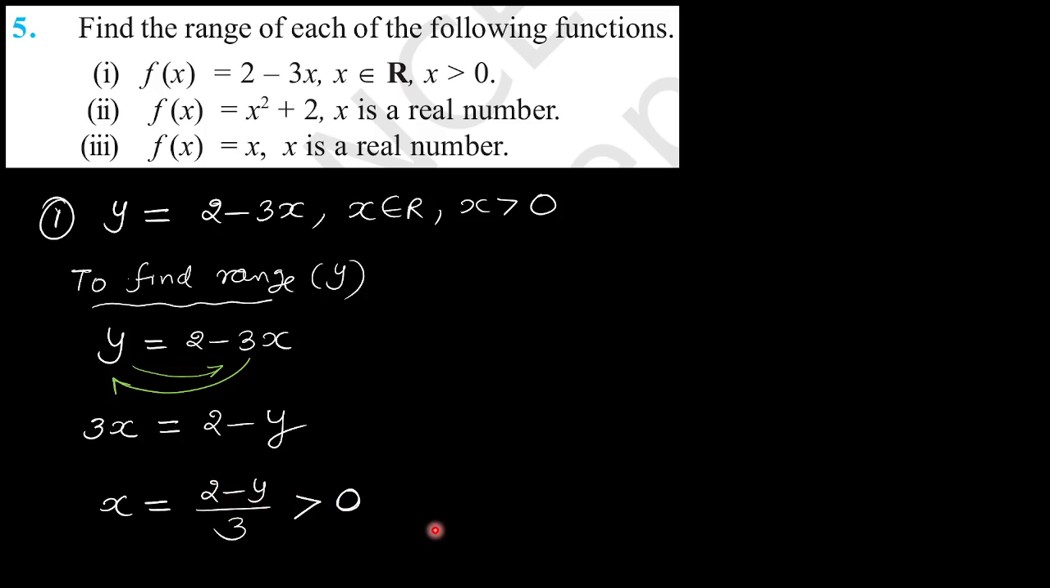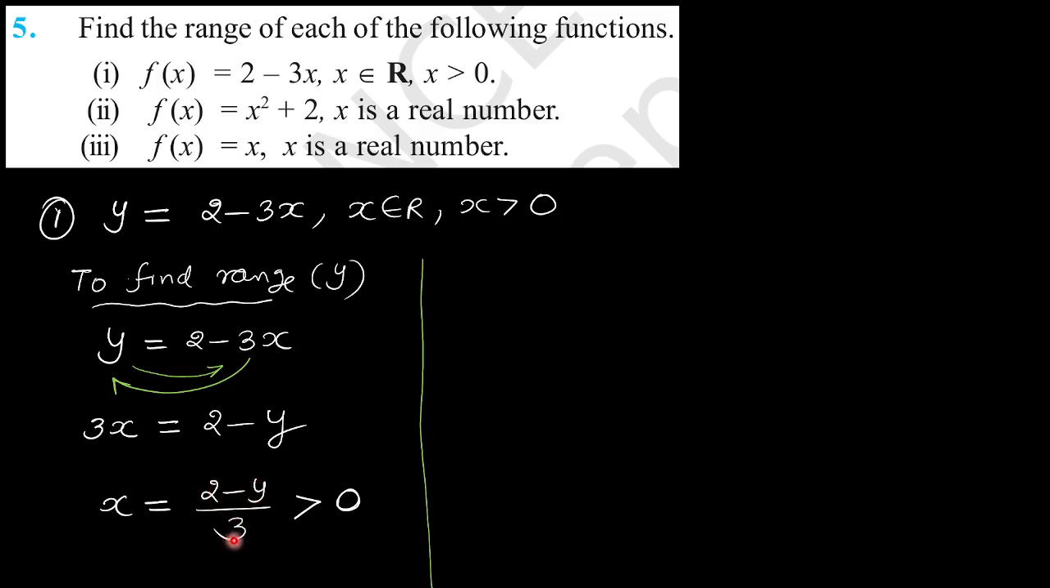Till this step, are you okay? Yes, sir. So listen, for 2 minus y by 3 to be positive, use your logic. 2 minus y by 3 will be positive only if the numerator is positive. If the numerator is negative, this thing cannot be positive. So this entire expression will be positive only if the numerator is positive. The denominator is already positive, so the numerator must be positive.